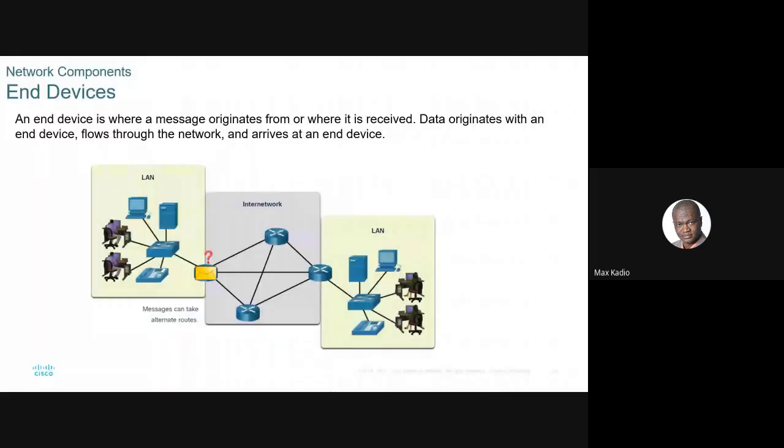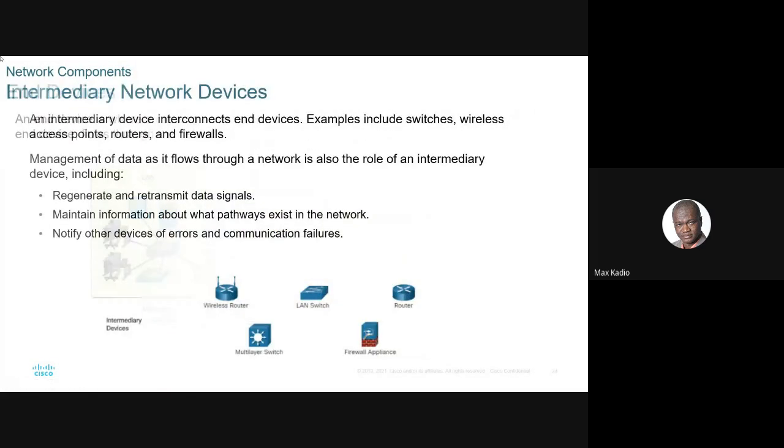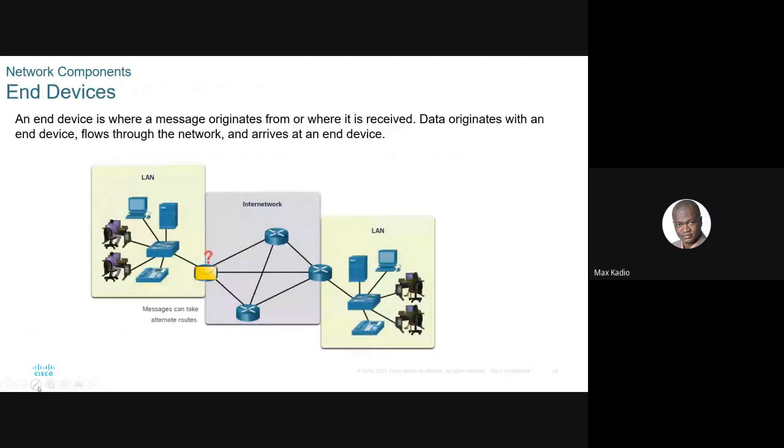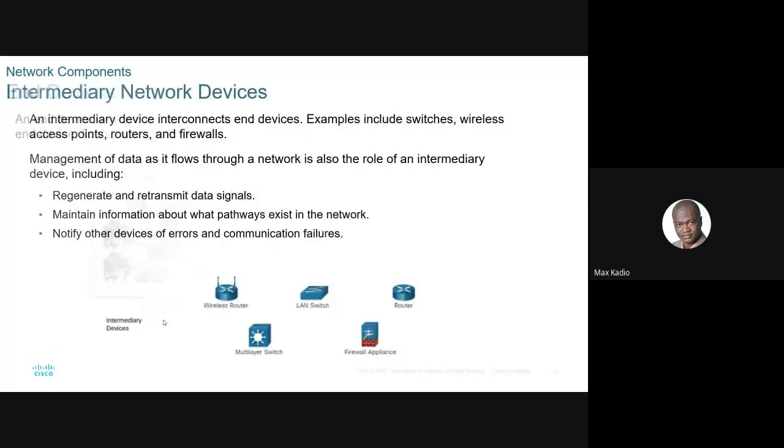So you know what are end devices, you know what are intermediate devices, you should know the definitions plus some examples, like here. End devices, intermediate devices: a switch, router, firewall, wireless router, we call them intermediate devices. We use them to connect end devices.